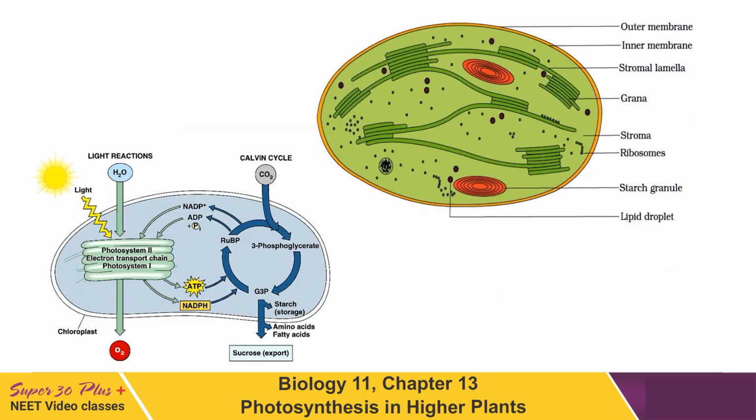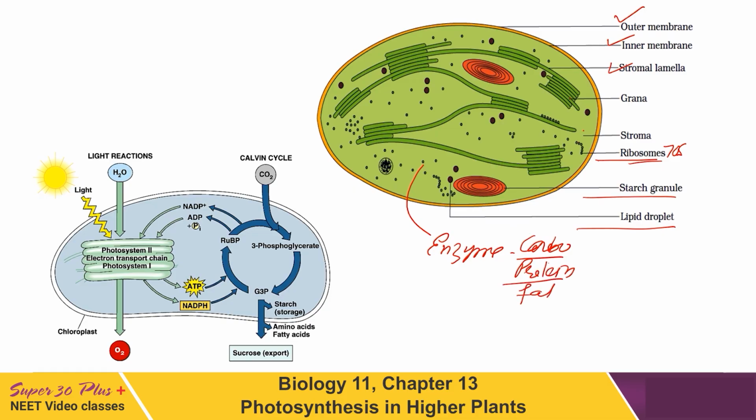The same thing we can see in this diagram. As I told you, outer membrane, inner membrane. These are the stroma lamellae. This one is the grana. This one is the stroma. In the stroma there are ribosomes, which are 70S. These are the starch granules. Besides starch, some other substances are also produced, that is, lipid. Therefore, in stroma we have enzymes for carbohydrate synthesis, protein synthesis, and fat synthesis.